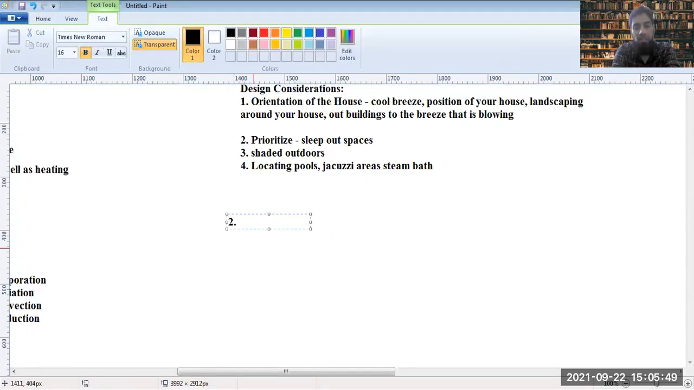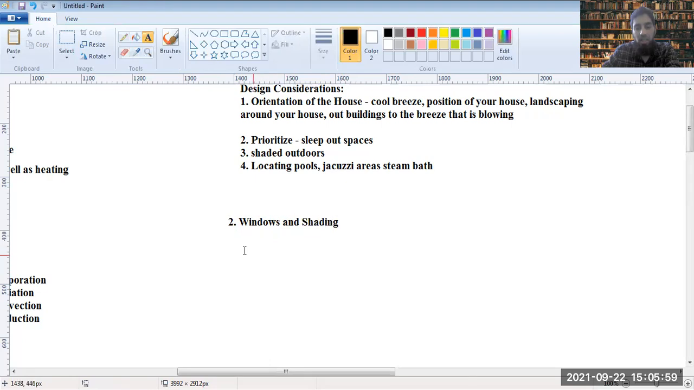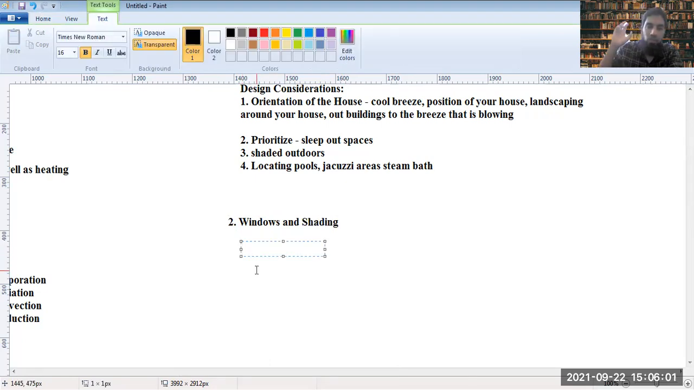The second one is your windows and shading. The windows and shading. आपकी windows, you have the glass over it, but you have a big window, तो पूरे दिन धूप अंदर आ रही है. There is radiation happening through the window pane, and the temperature of the room keeps on increasing, and you do not want that to happen.